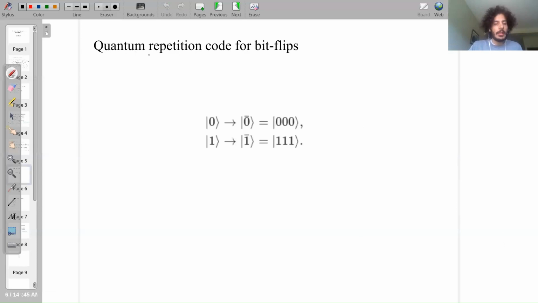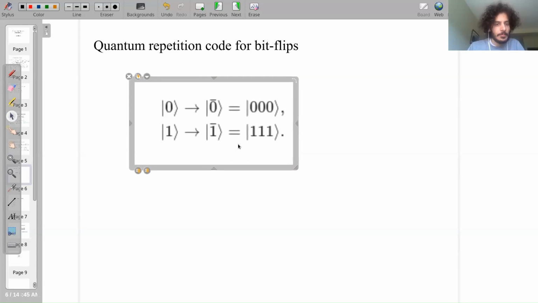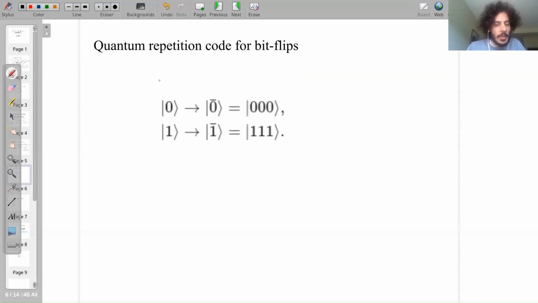So let's talk about the first one. I'll refer to the one that only corrects X errors as the quantum repetition code for bit flips. The way it works is actually quite simple. You have the message that Alice wants to send, and this message gets transformed into code words like this. I should say, this is not just a message, but the message basis.